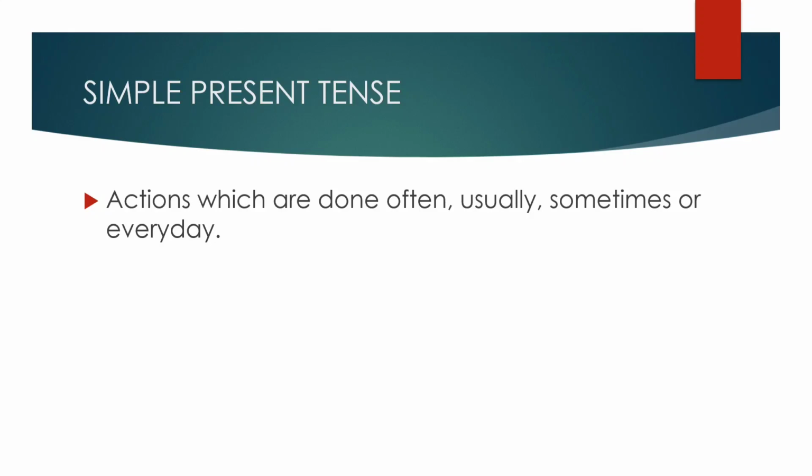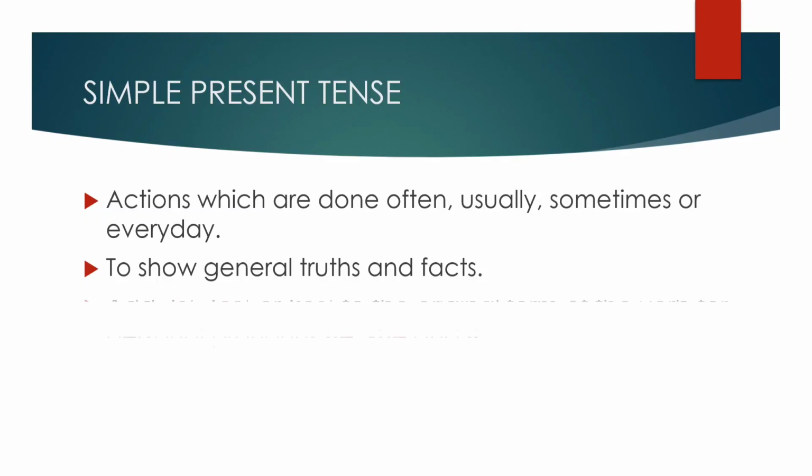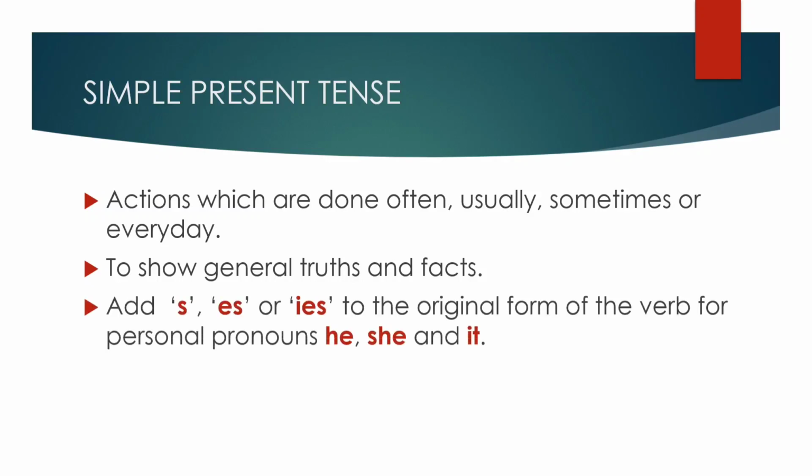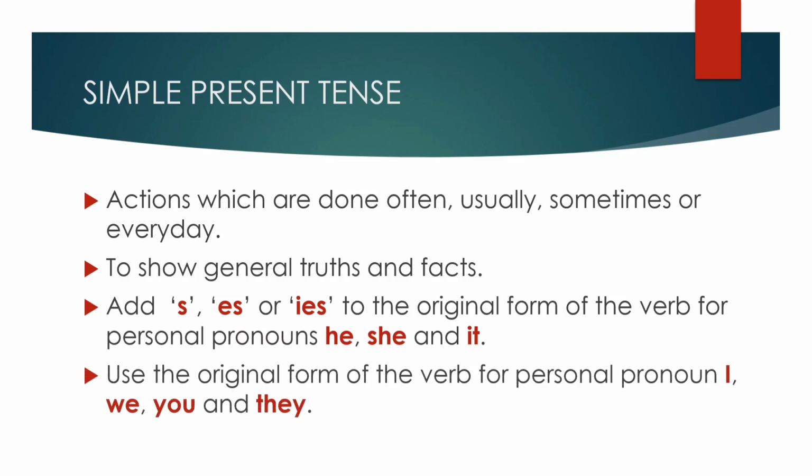Simple present tense can be used to show actions which are done often, usually, sometimes, or every day. It can also be used to show general truth and facts. You have to add s, es, or ies to the original form of the verb for personal pronouns he, she, and it. However, you have to use the original form of the verb for personal pronouns I, we, you, and they.